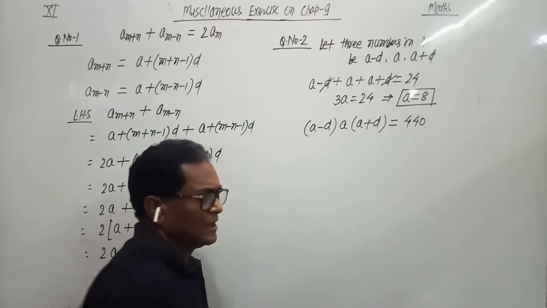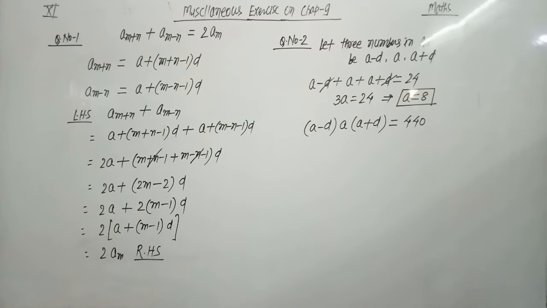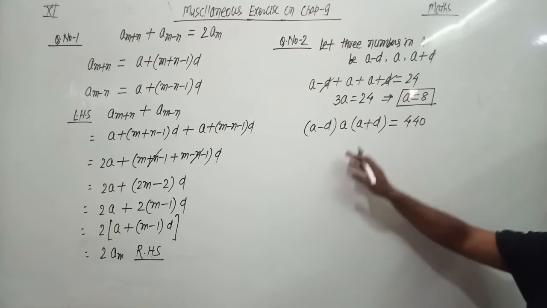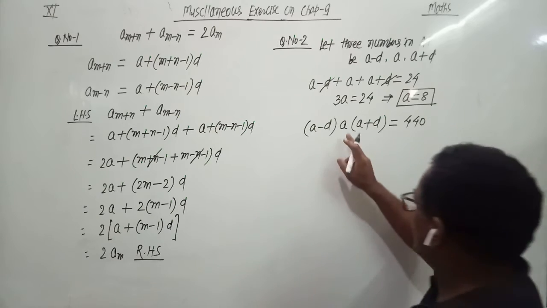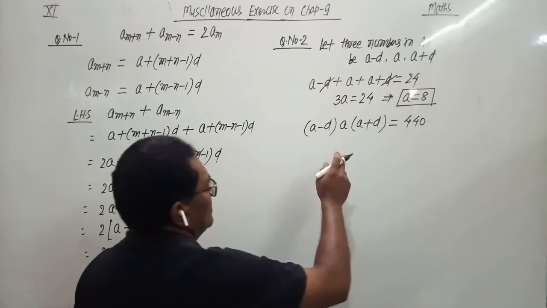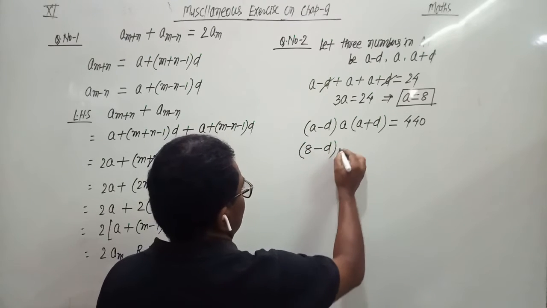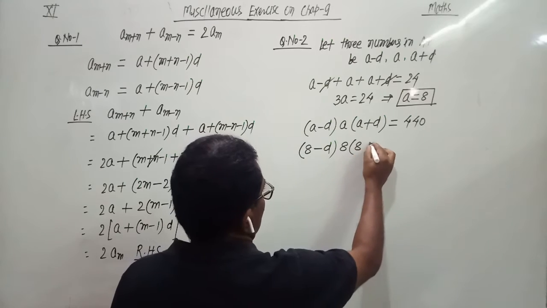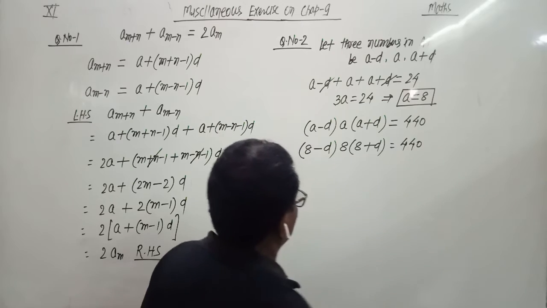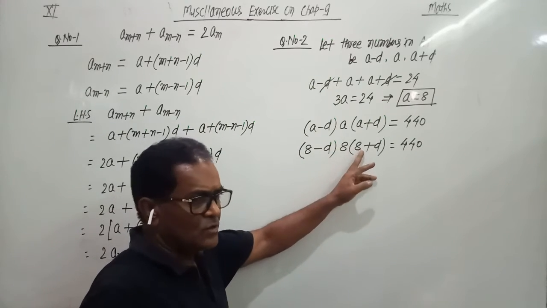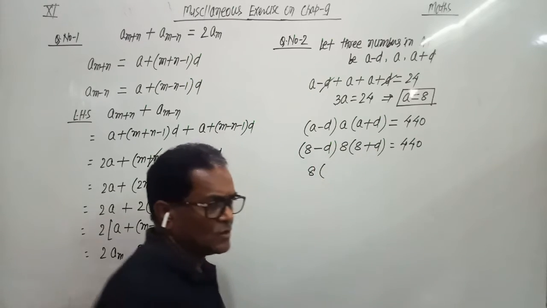We are given the product of 3 terms in AP, and the 3 terms in AP are taken as a minus d, a and a plus d for convenience of calculation, and their product is 440. We put the value of a. The value of a is 8, so 8 minus d into 8 into 8 plus d equals 440. 8 would be written outside. A minus d into a plus d.